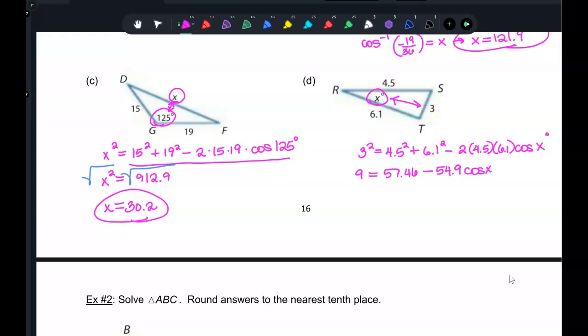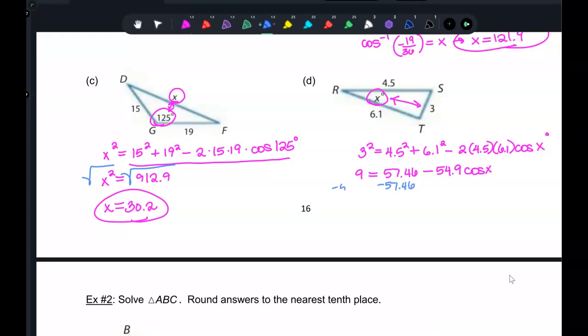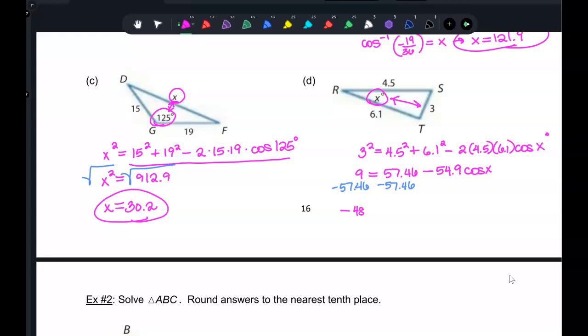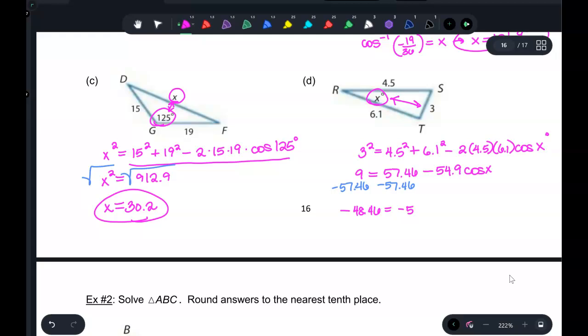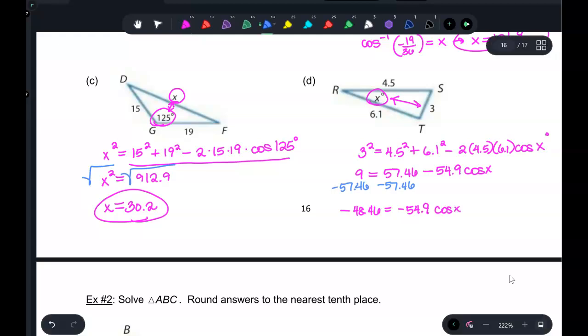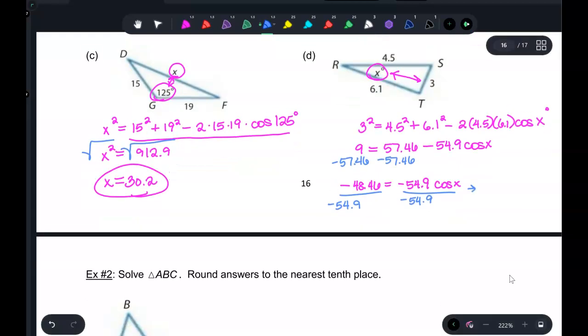So just like previously, we're going to subtract the 57.46 first, which gives us negative 48.46 equals negative 54.9 times the cosine of x. So I'm going to divide both sides by negative 54.9. Running out of room a little bit.